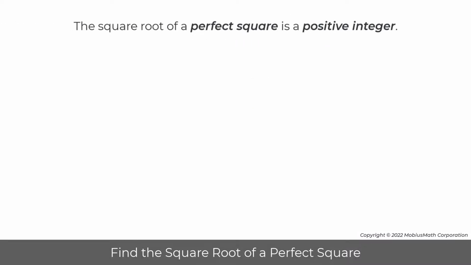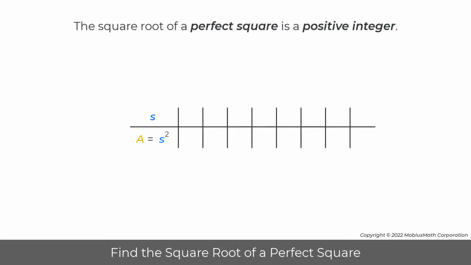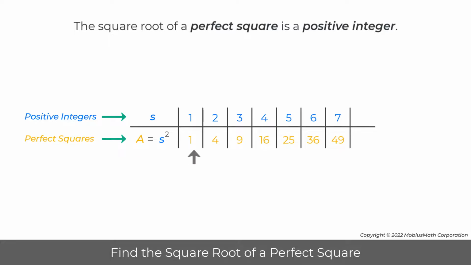The square root of a perfect square is a positive integer. A table of perfect squares can be created by listing the positive integers for the length of the side of the square and the perfect squares for the area. The values in the bottom row of this table are calculated by multiplying a value in the top row by itself. Finding the square root of a perfect square is the opposite of this process.